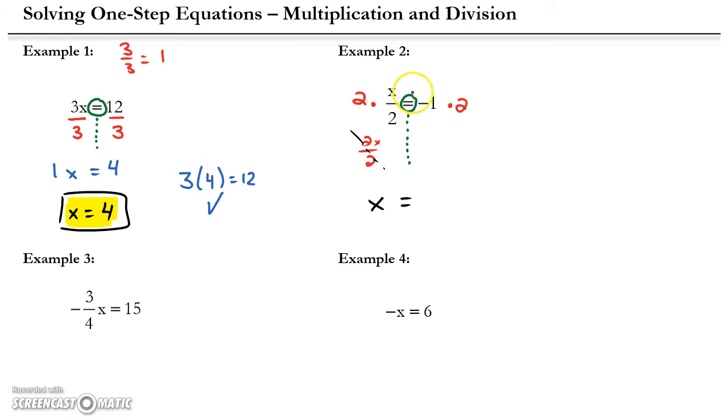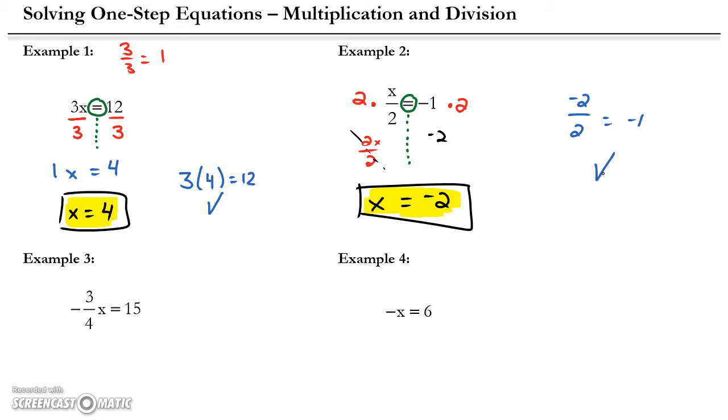And then on the right-hand side, I get -1 times 2 is -2. My final answer, x equals -2. Double check. If I substitute in, I get -2 over 2. Well, -2 divided by 2 is -1. I'm correct.